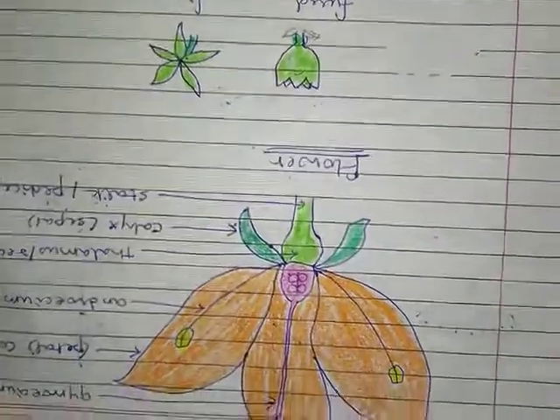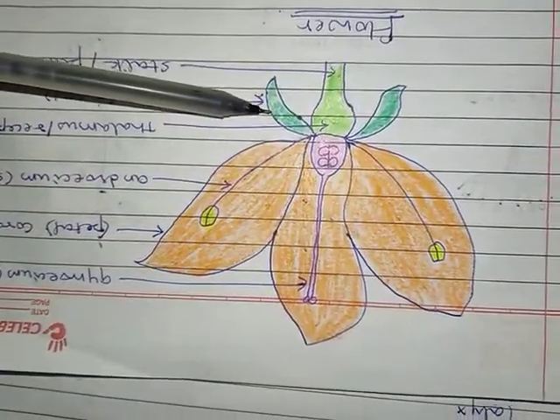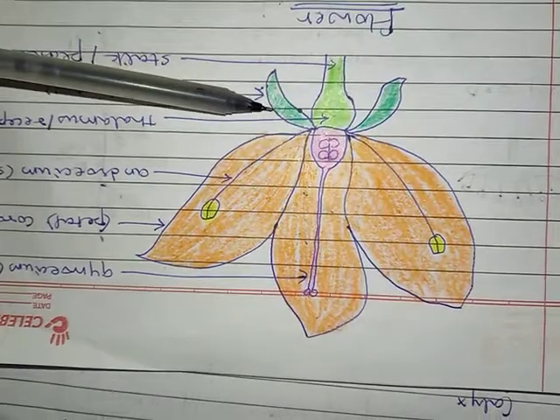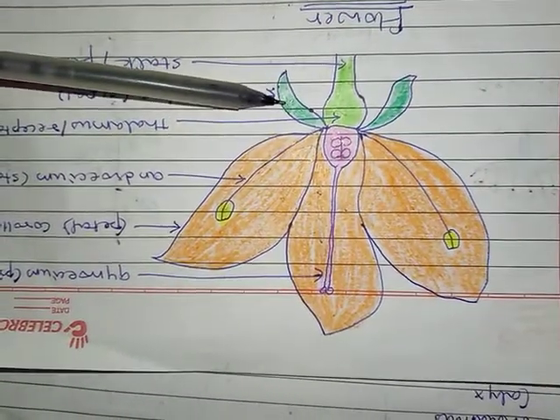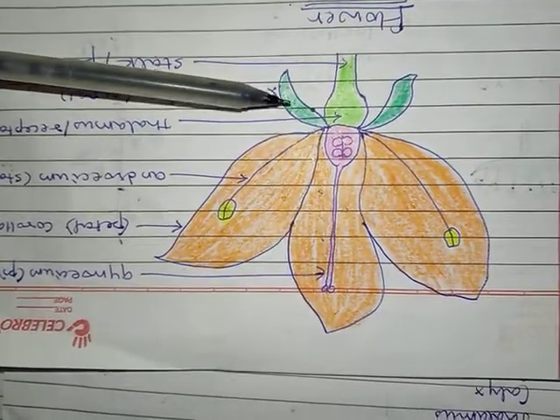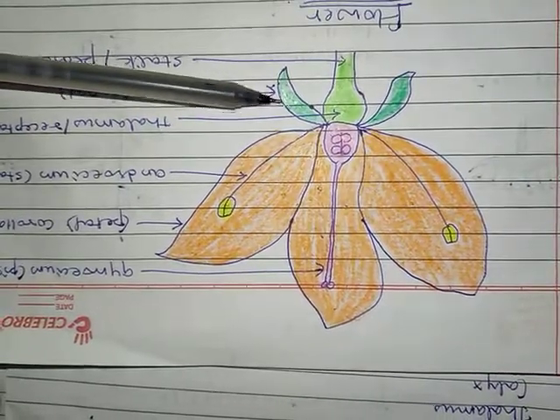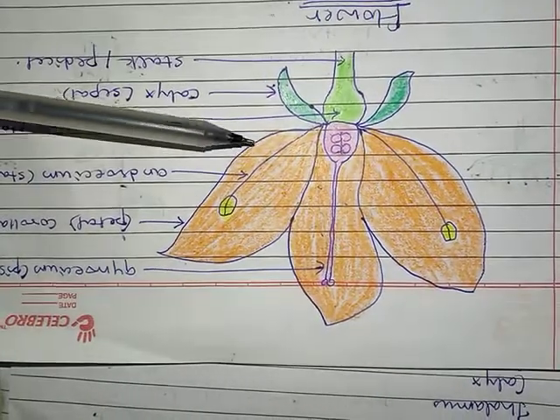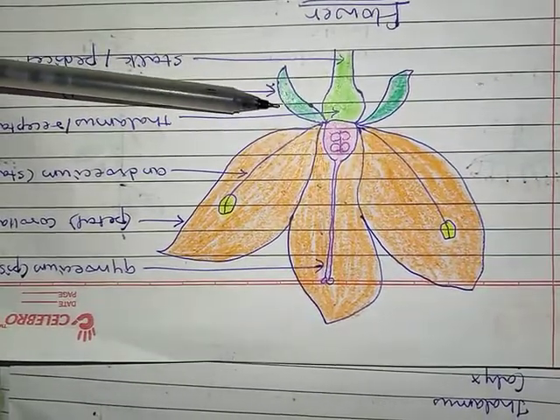Now, the calyx may remain even after the fruit is formed. In that condition, it is called persistent calyx. But generally it falls off, right? You must have seen the brinjal. The green color cap that you see is the persistent calyx of the brinjal, right?